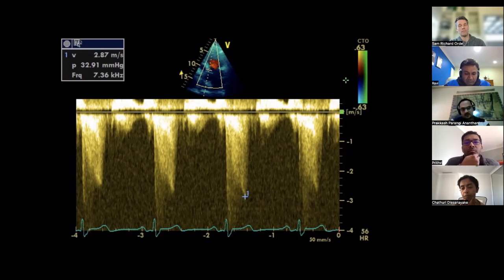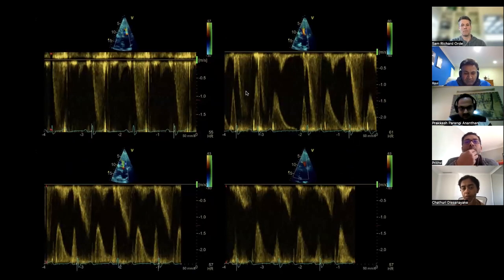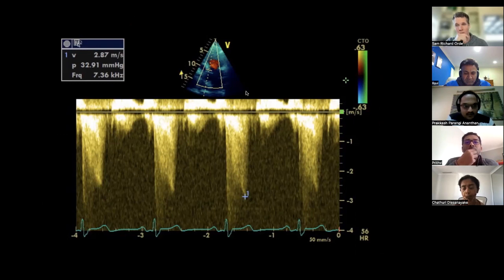If there's MR, then we could be tracing the MR jet as one of the peaks, and the other one could be the LVOT. I mean, the aortic. In this case, I think this is acceleration across the LVOT and not MR, and we're looking at LVOT obstruction. Excellent. Okay. And so, how would you want to further interrogate it?